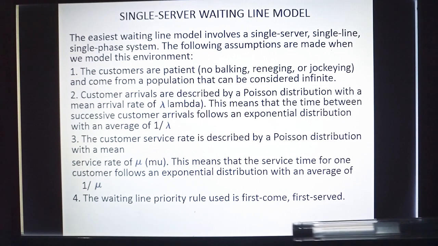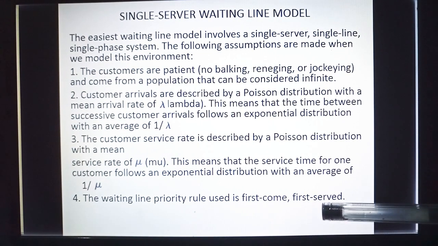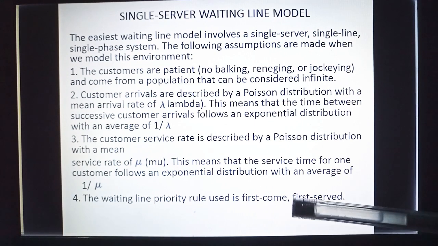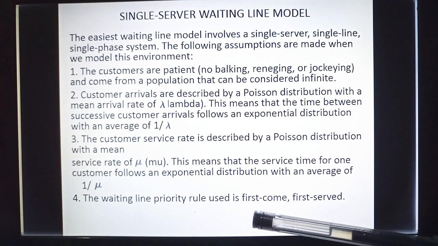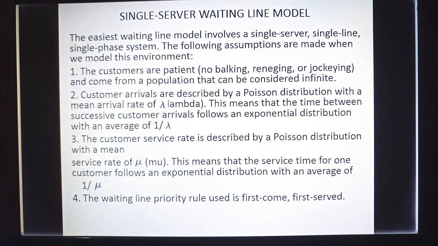The waiting line priority rule used is first come, first served. So in a single server waiting line model, it usually follows the first come, first served basis. That is why in a single server waiting line model, each customer must form a line. Those who are in the first line, the first person in the line, will be served first.